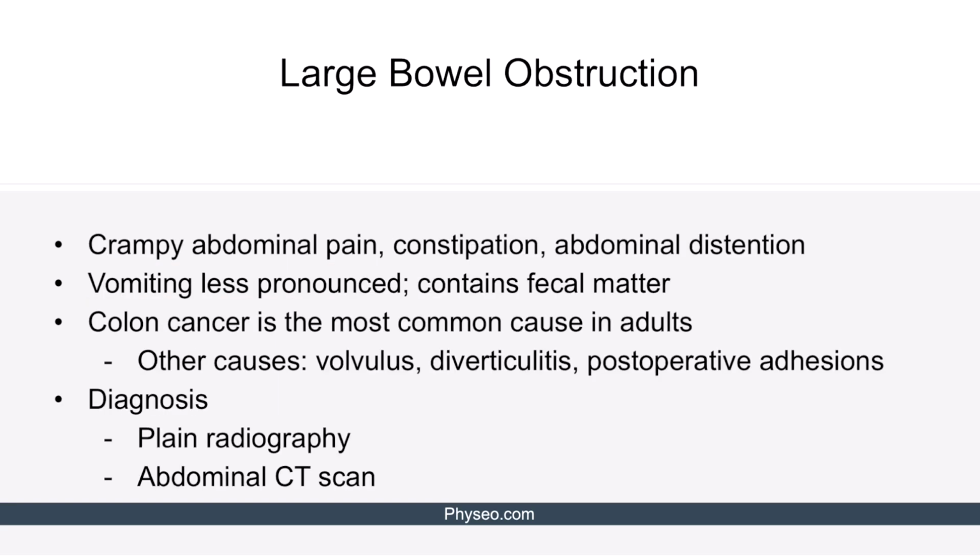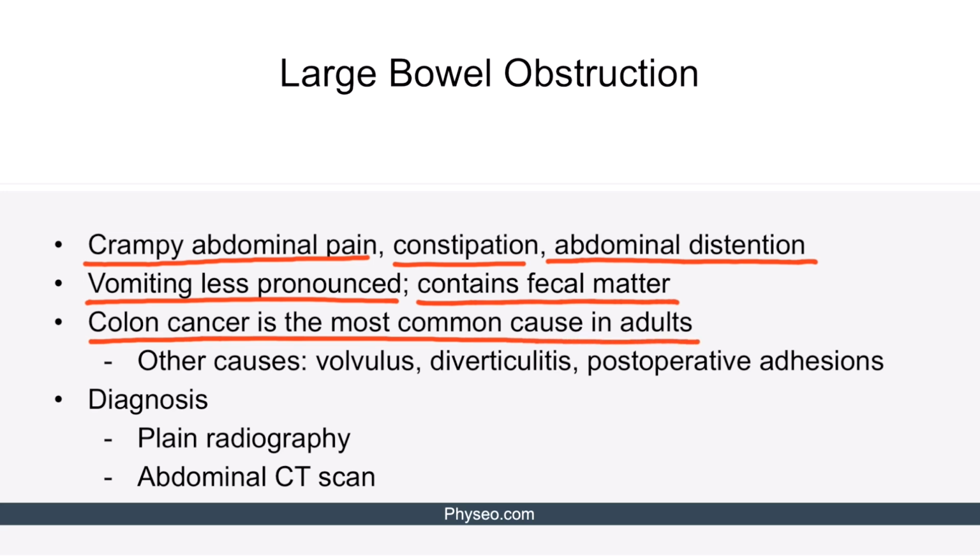Large bowel obstruction presents with crampy abdominal pain, constipation, and abdominal distension. Vomiting is less pronounced as compared to small bowel obstruction and may contain fecal matter. Colon cancer is the most common cause in adults. Other common causes include volvulus, diverticulitis, and postoperative adhesions.